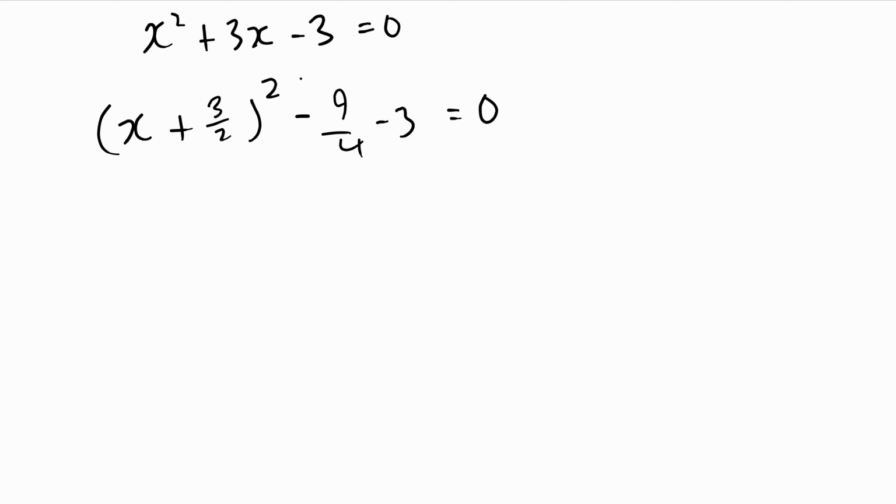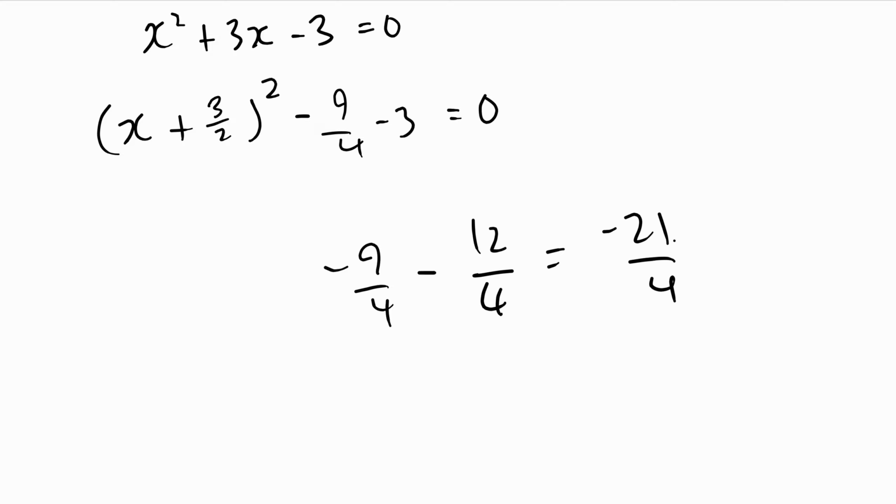And we can simplify this out. What's minus 9 over 4 minus 3? Well, let's make the denominator for both 4. So to become 4, 3 needs to be multiplied by 4, so 4 times 3 is 12. So if you simplify that, minus 12 minus 9 is going to give us 21, I believe. Yeah, minus 21 over 4.